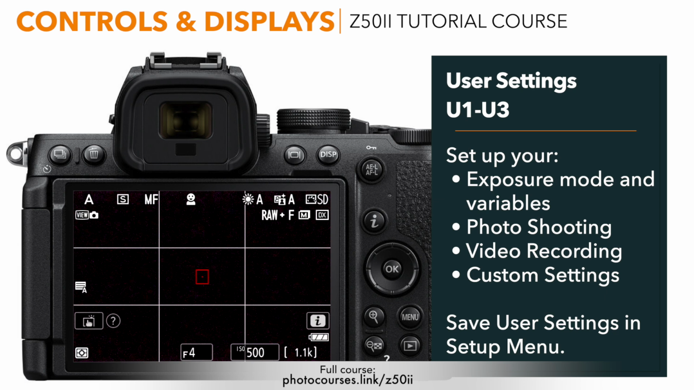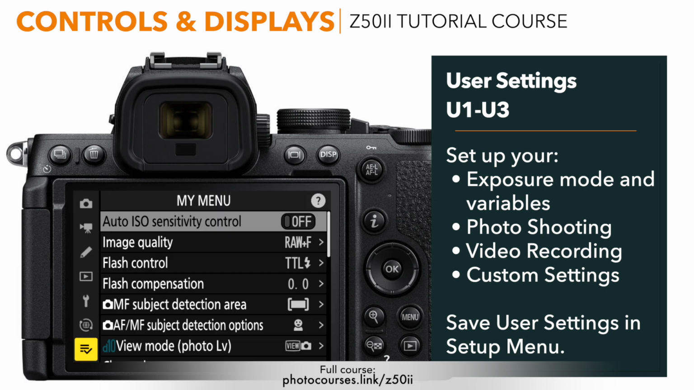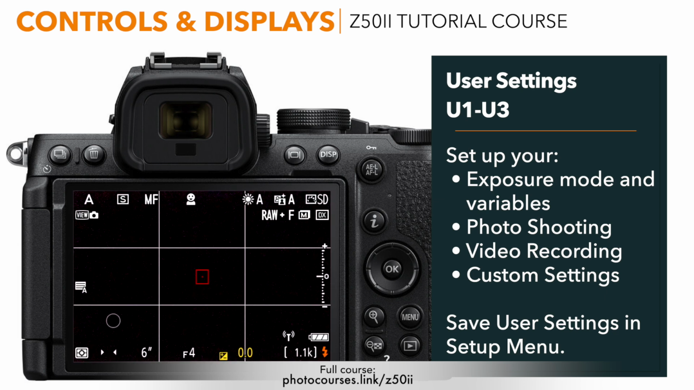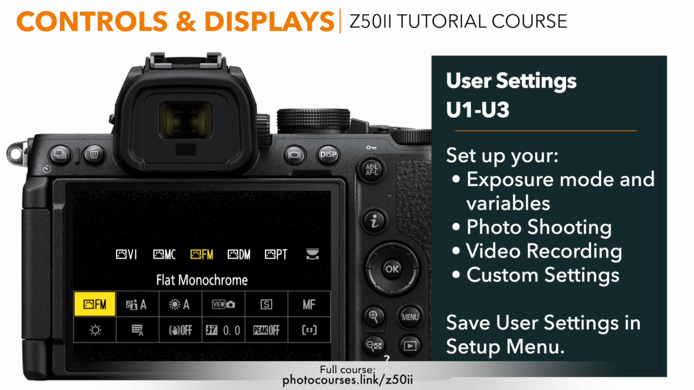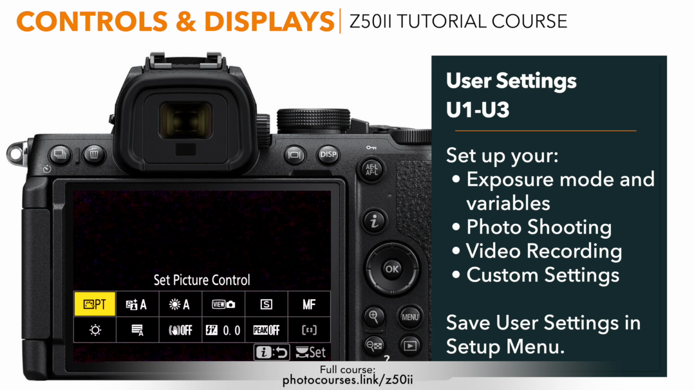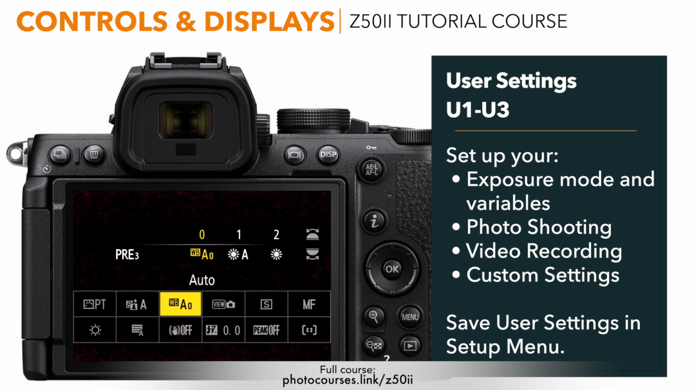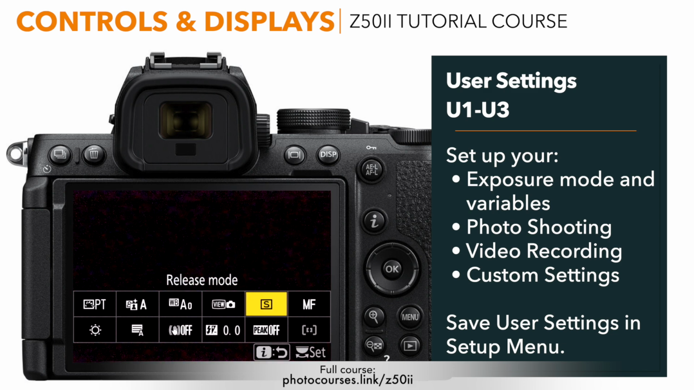So again, for the previous example, if you're doing portraits, you may want to set your aperture to f4, your ISO to auto, and your exposure compensation to 0. That's a good starting place for portraits. Then you're going to go through your photo shooting menu, set all of those up as appropriate. Same thing for your video recording menu if you're going to use that for recording video.